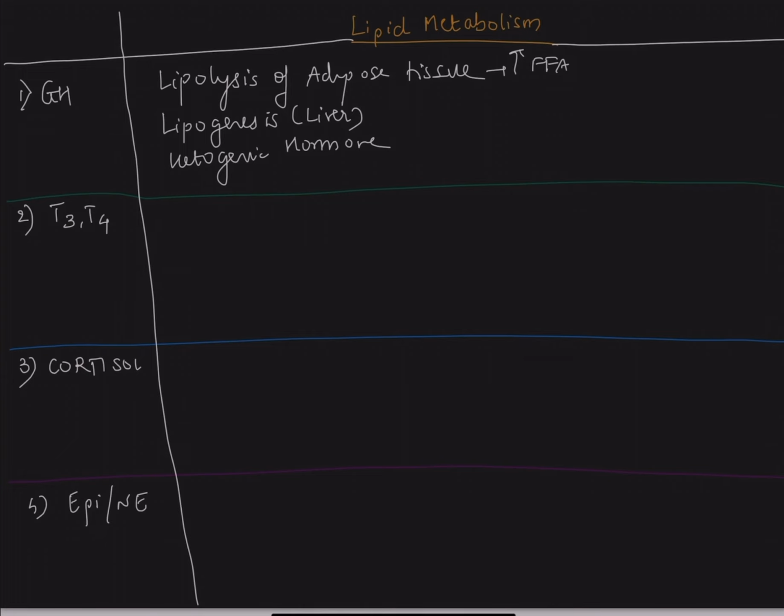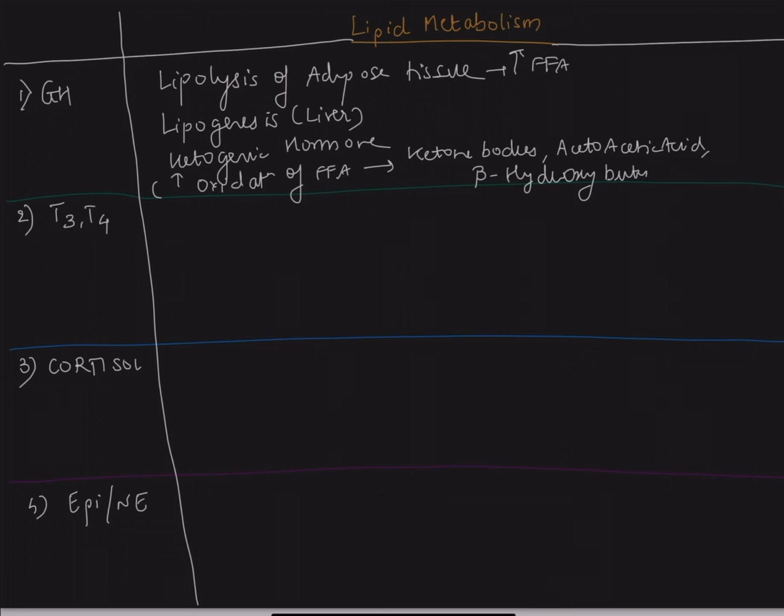Now, why is it called a ketogenic hormone? That's because there is increased oxidation of the FFA, that is the free fatty acids, which get converted into 3 things: ketone bodies, acetoacetic acid, and lastly beta hydroxybutyric acid.